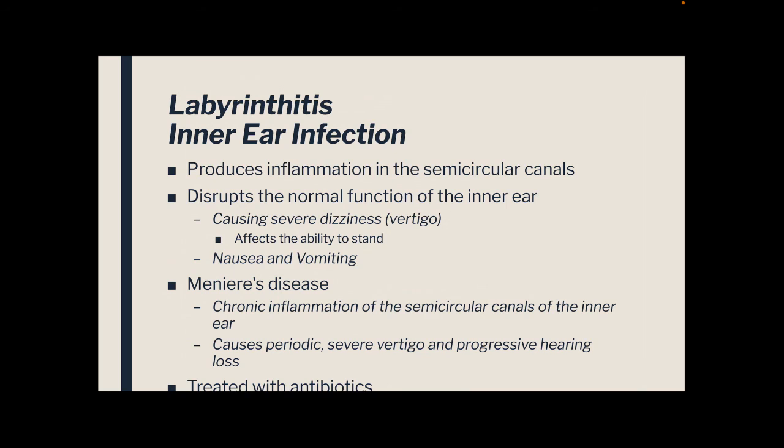labyrinthitis in your inner ear is also an inner ear infection. This is when you have inflammation in your semicircular canals. And this is really uncomfortable. It can cause vertigo, which is just really severe dizziness. The room is spinning, you can't stand, you have vomiting, you can have nausea. And then you have Meniere's disease, which is when you have swelling of your semicircular canals, and it's longer, it's chronic. And along with this, you can have vertigo that comes and goes, as well as hearing loss. You can treat this with antibiotics so that it doesn't get worse.